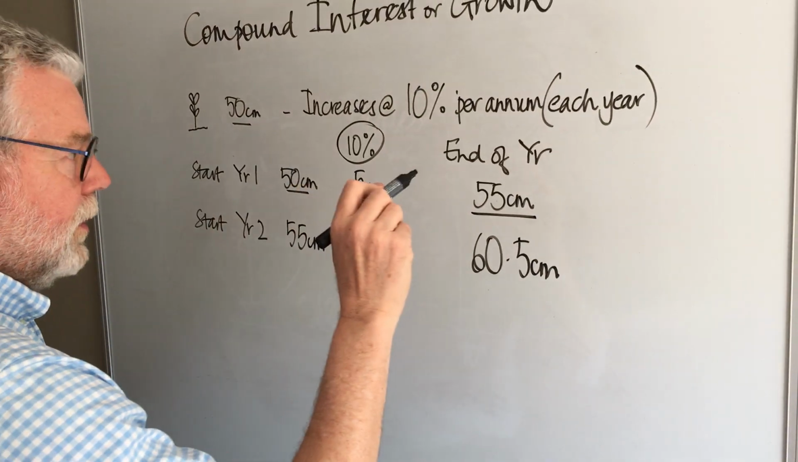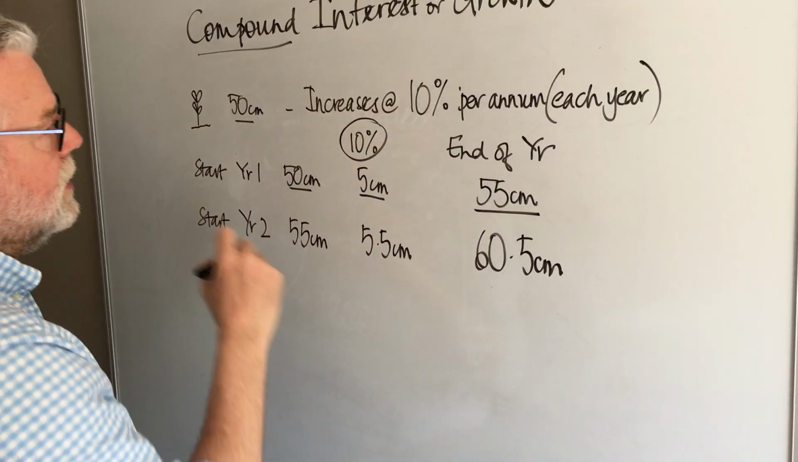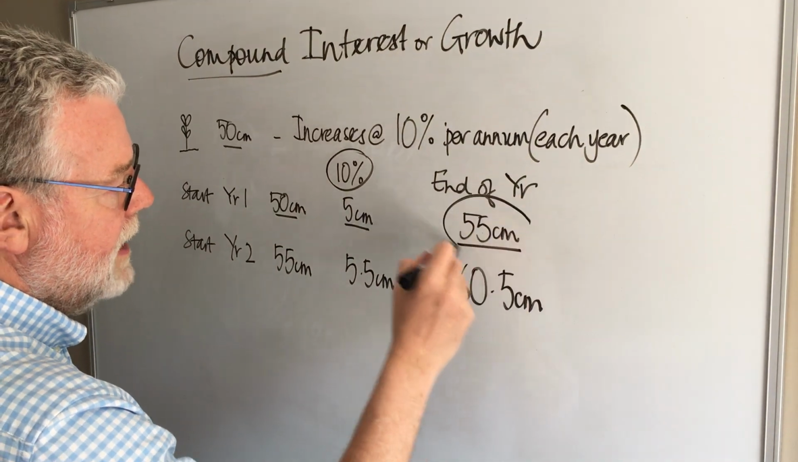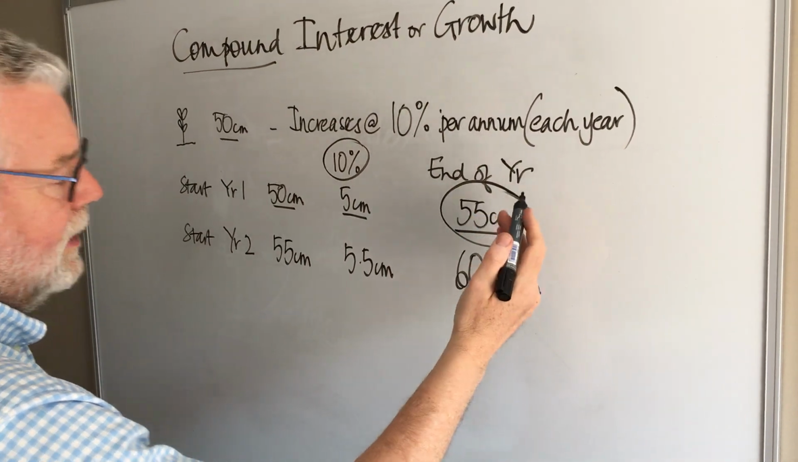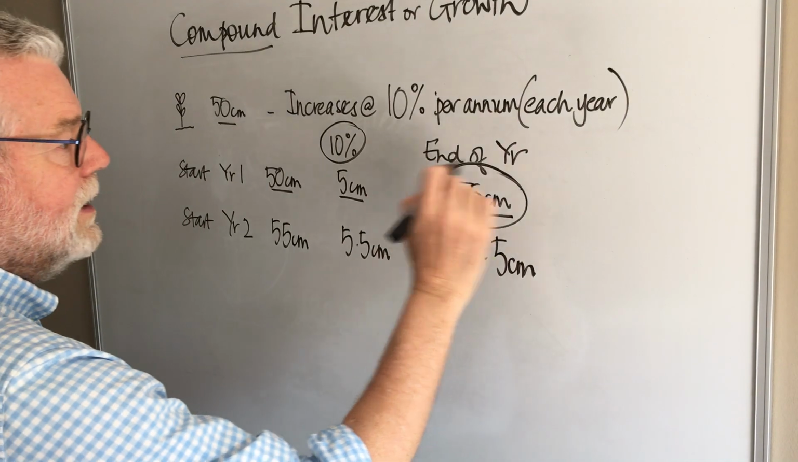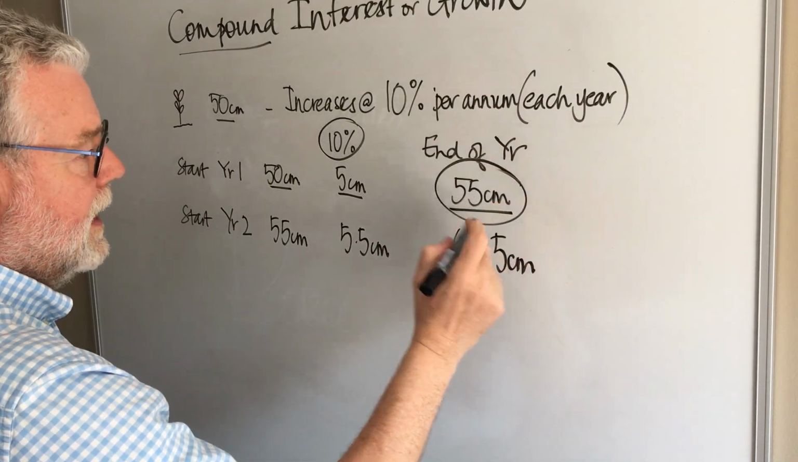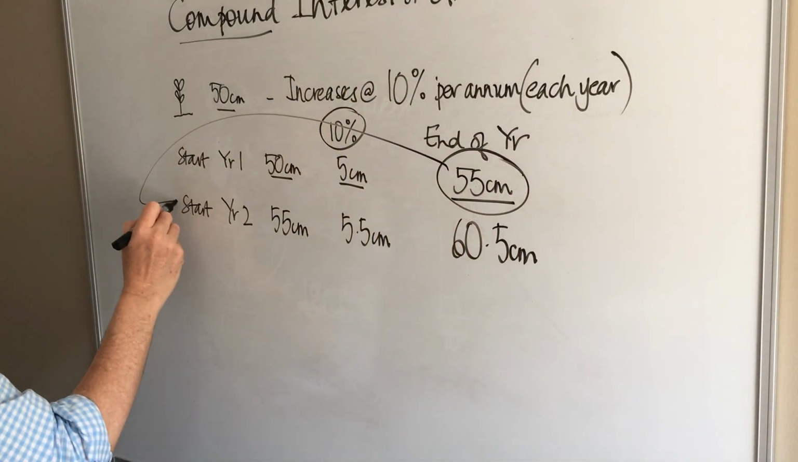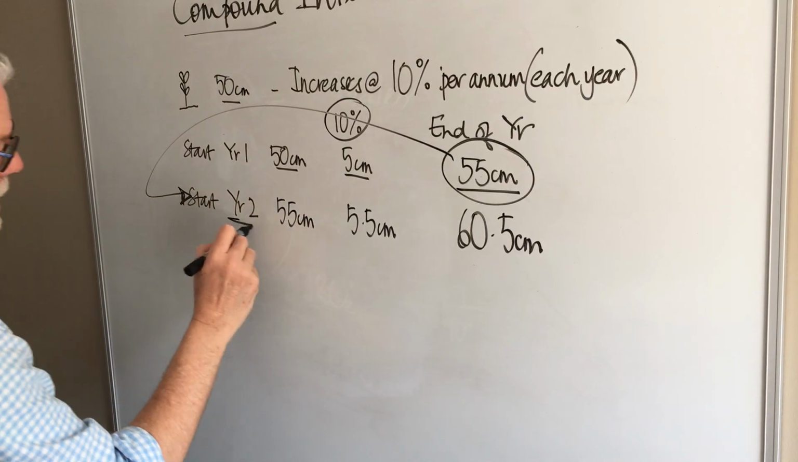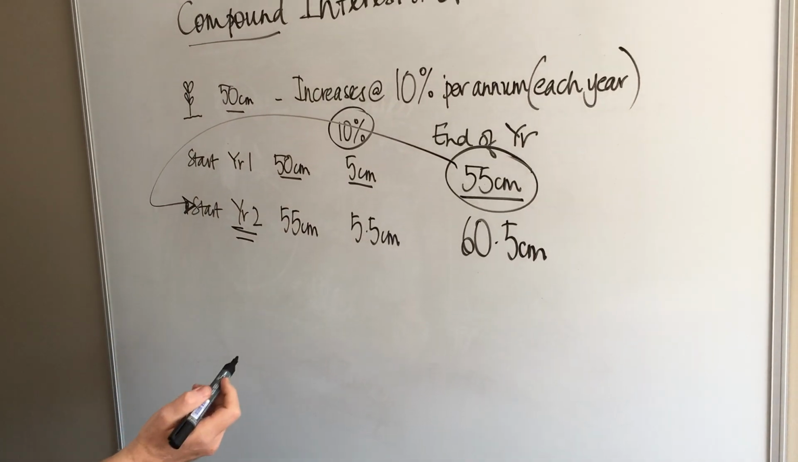Now, the thing about compound interest means that the end, now we're particularly looking at the end of the year here, but the end figure, whatever it might be, becomes the starting point for the next unit of time. So it happens to be year two.